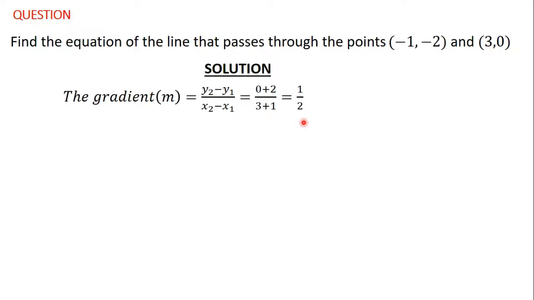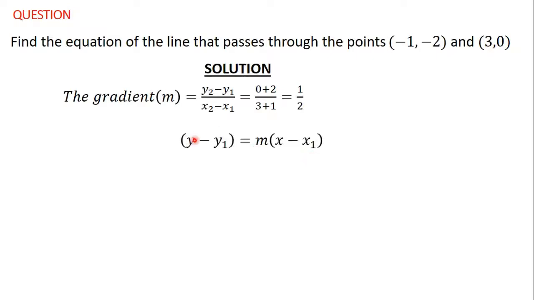As we have already seen from the previous videos, after finding the gradient of the straight line, you choose any one of these points together with the gradient to find the equation of the straight line. In this case, I'm going to choose the second point. So I'm going to choose (0, 3). It means that I'm going to use the point (0, 3) and the gradient to find the equation of this line.